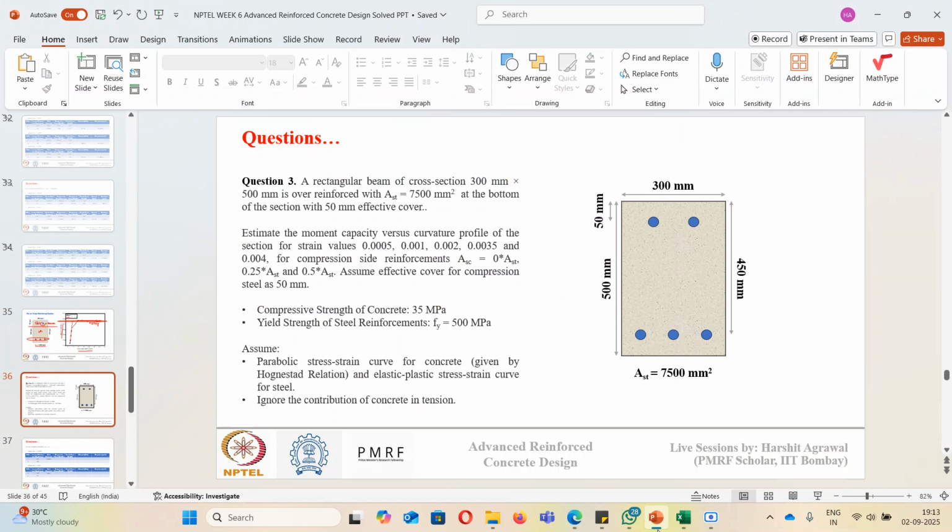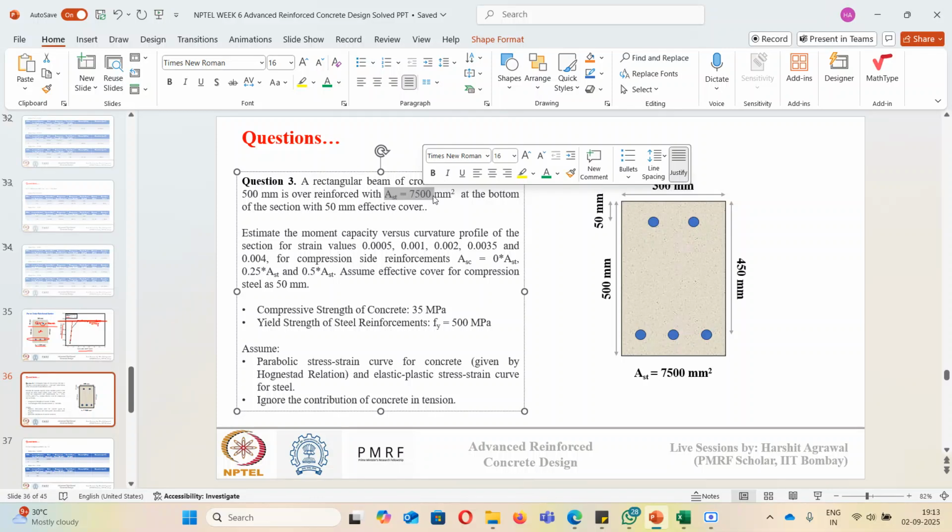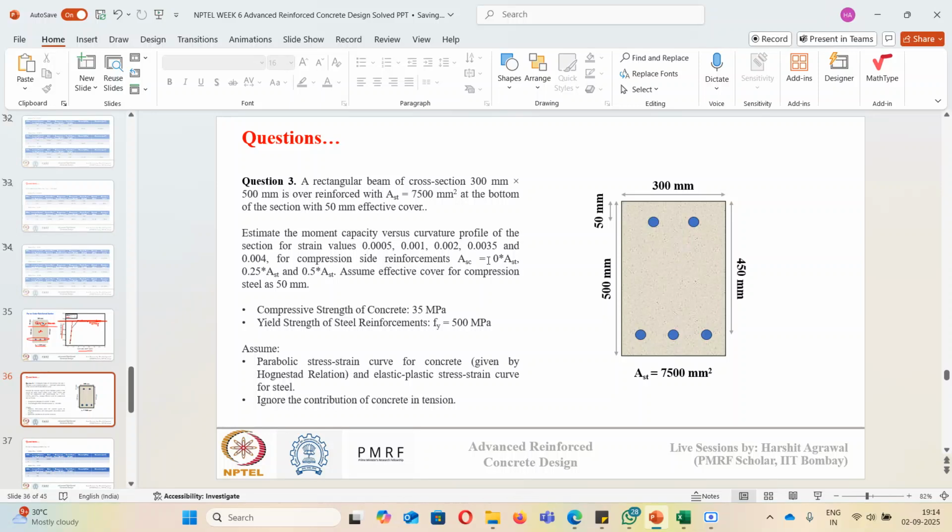Okay. Now let's see. Suppose I have an over reinforced section. So we know the balanced reinforcement area was 4,000. Now I have a section which has a reinforcement of 7,500 mm square. So this is clearly an over reinforced section. Okay. Now in this over reinforced section, when I provide steel on the compression side, what is the effect? Okay. So this is the numerical that will show us that effect.